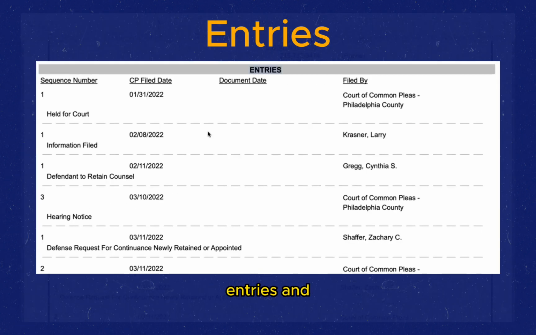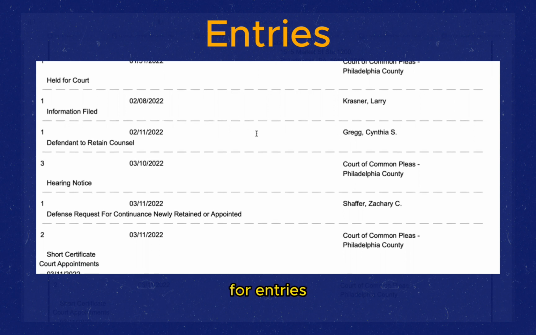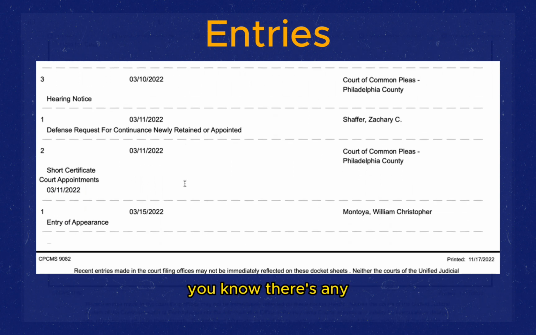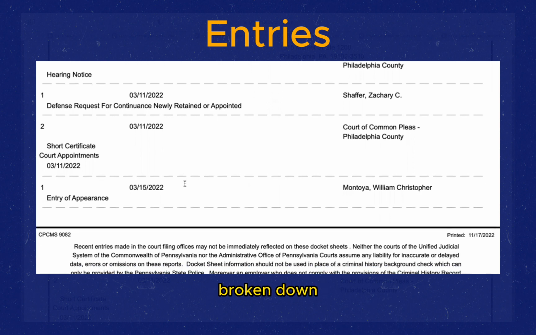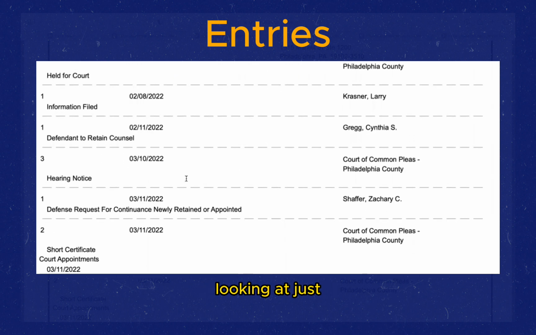We're just back here at entries. And for entries, it's very simple. It's just kind of going through the whole history of the case, what's kind of been going on, the bare bones, if there's any judge's orders, anything like that. So the way it's kind of broken down, this is the main thing you're looking at, just what's happening at this hearing, what's happening on this date, and who said it.